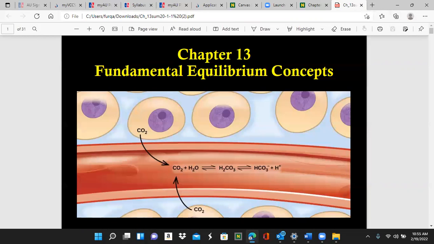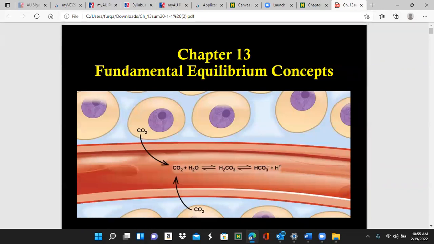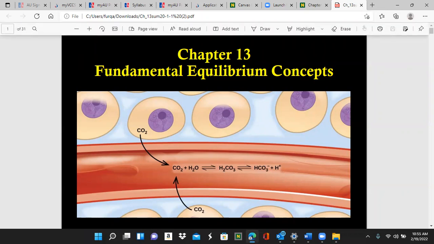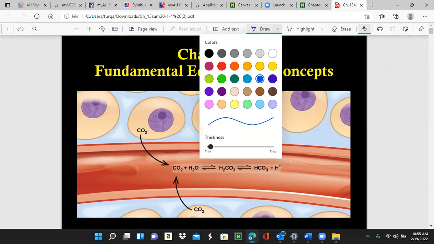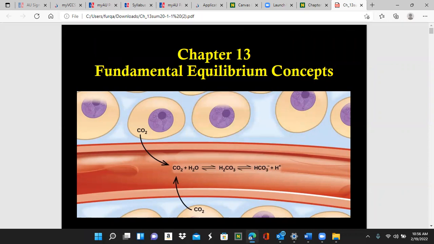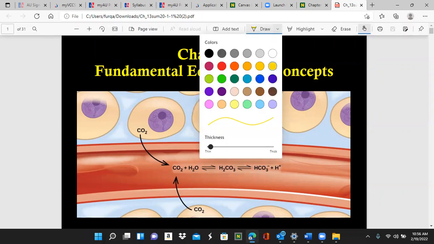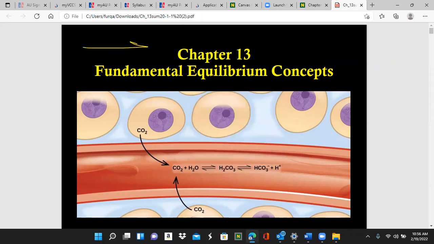So moving forward to chapter 13, which is a very fundamental concept in chemistry. This concept must always be clear because the next few chapters, 14, 15, and 16, are mostly going to revolve around the concept of equilibrium. Where is this concept coming from? We were talking about chemical reactions that go in just one direction. Now we have started talking about chemical reactions going in both the forward and the backward directions.